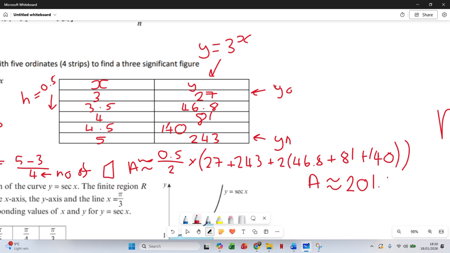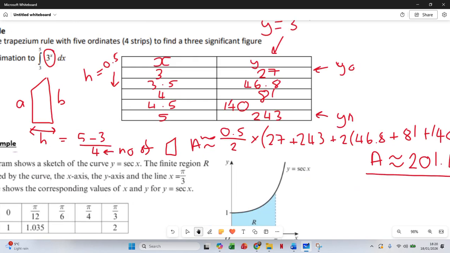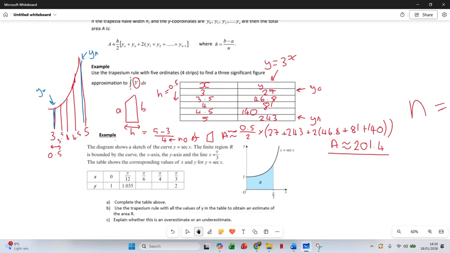Sometimes this pen doesn't write very well. So that's 201.4. So hopefully, if I zoom out a little bit, you can see the whole thing there.